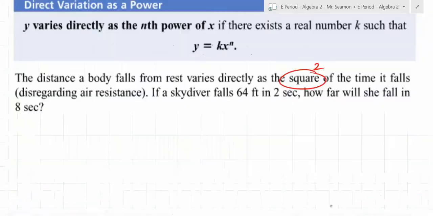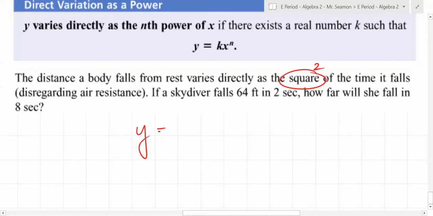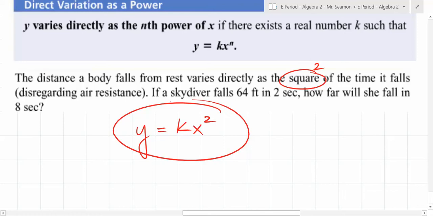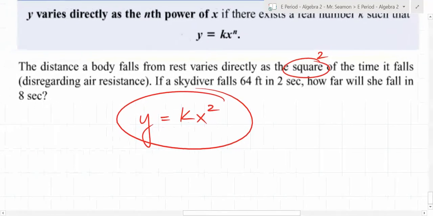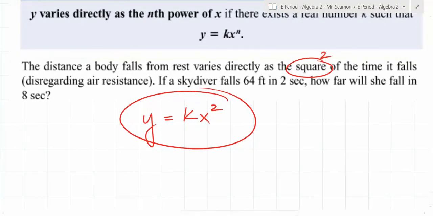So, for example, what is our base relationship? Y is equal to what? K times x to the second. That's the only thing that changes. It looks all super complicated, like all these words are floating around. You're like, oh, it varies directly as a... no. If you see square, what is the only thing that changes? The x becomes squared. So it says the time falls disregarding air resistance. That makes the question doable.